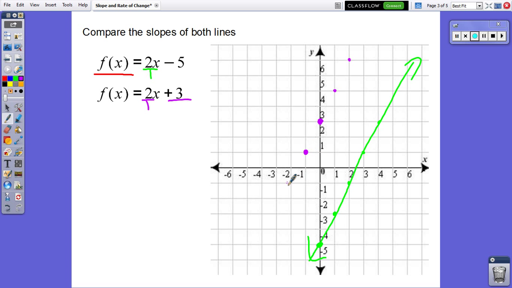We could go down 2 and to the left 1 again. And you can see that this all makes the same line. It has the same slope, whether you go up 2 and to the right 1 or down 2 and to the left 1. It doesn't matter.